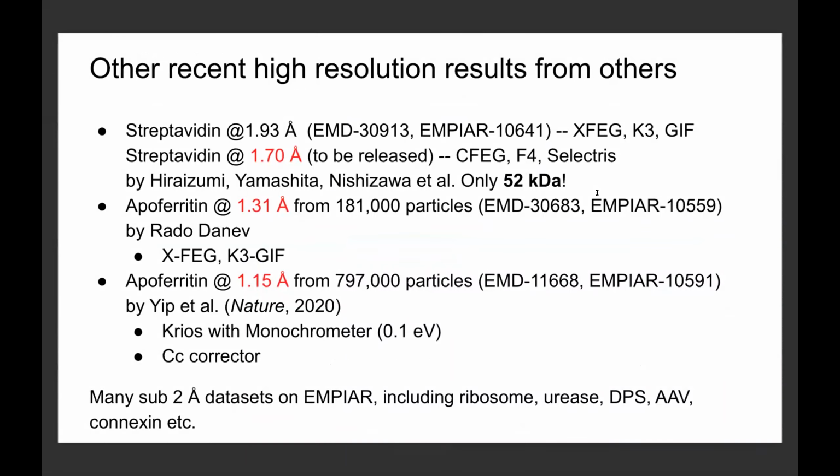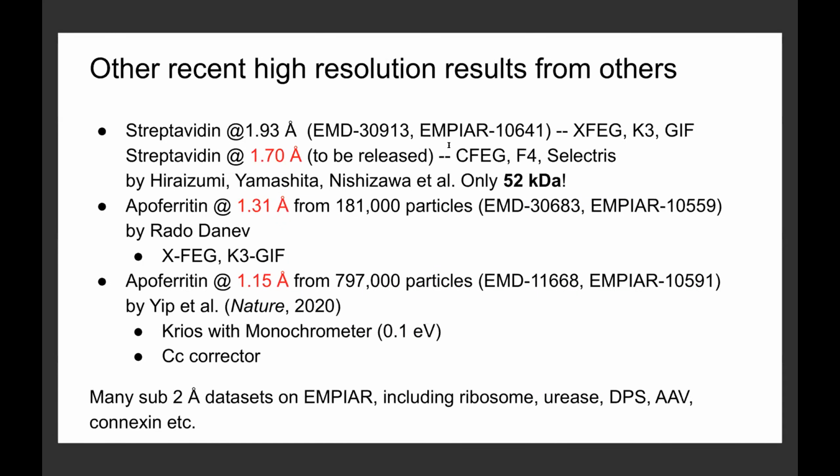And to our pleasure, now we see many high resolution structures from other groups as well. For example, my former colleague in Tokyo did high resolution structure determination of streptavidin. Using a Krios G4 with K3 and GIF, they got 1.93 angstrom, and they improved this to 1.7 angstrom using the same scope as I used for this apoferritin project. This is very impressive considering that streptavidin is only 52 kilodalton, a very small protein, and how to align it.